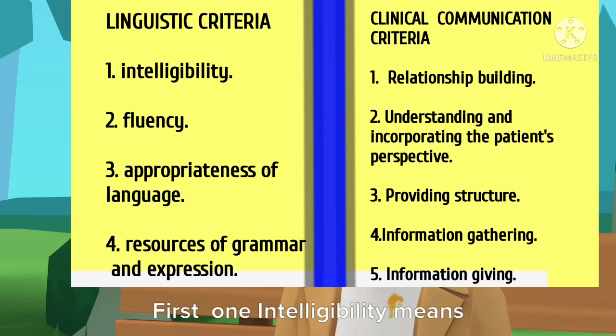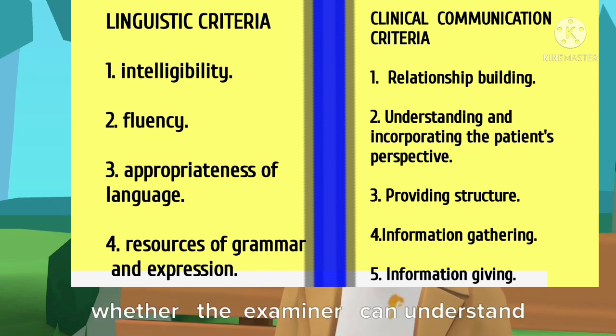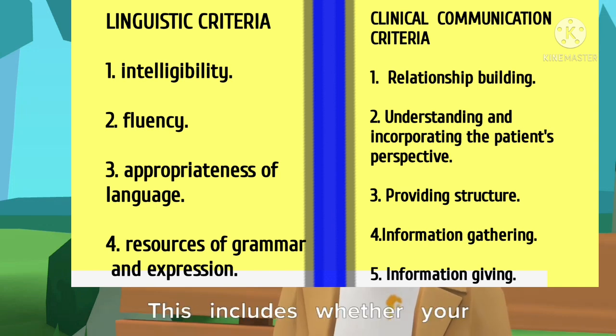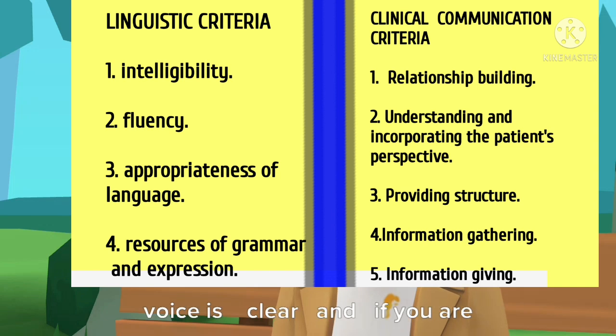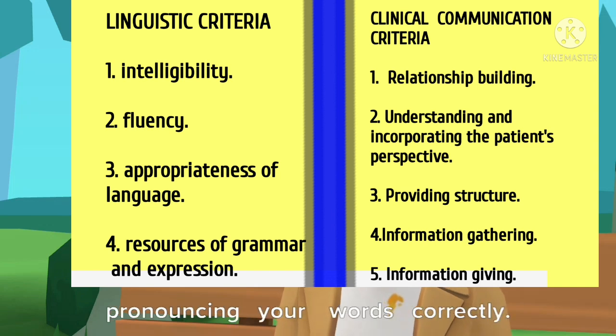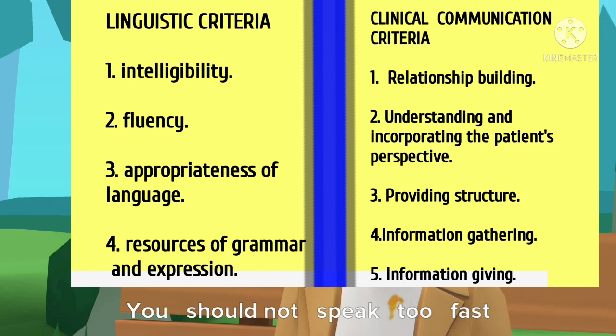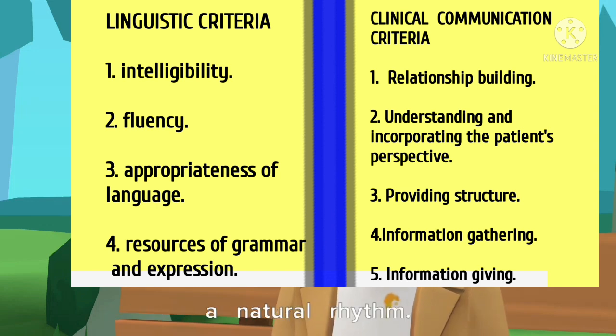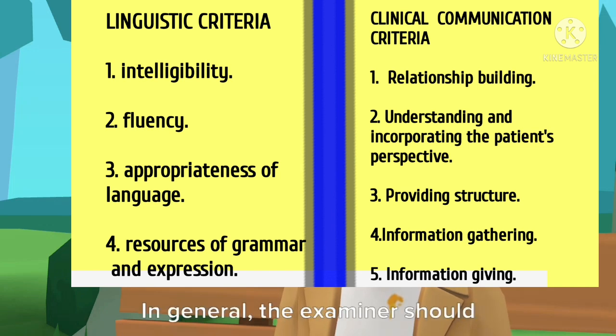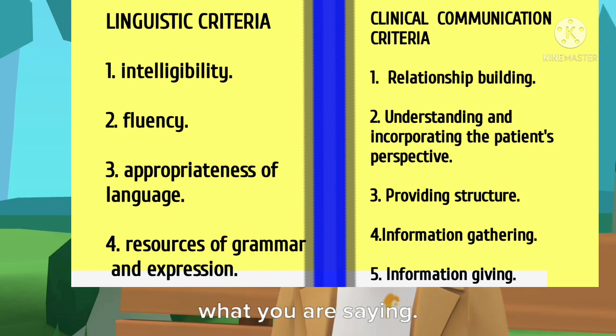First one, intelligibility, means whether the examiner can understand what you are saying. This includes whether your voice is clear and if you are pronouncing your words correctly. You should not speak too fast or too slowly but should maintain a natural rhythm. Word stress and intonation are also important. In general, the examiner should not be straining to try and understand what you are saying.